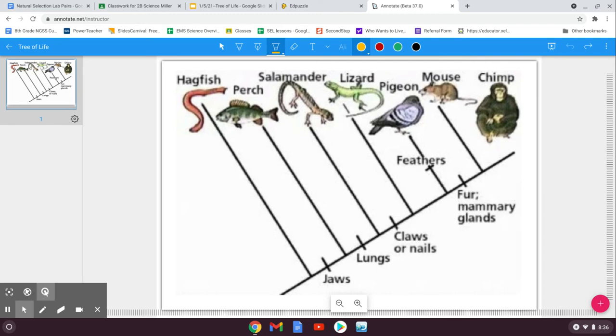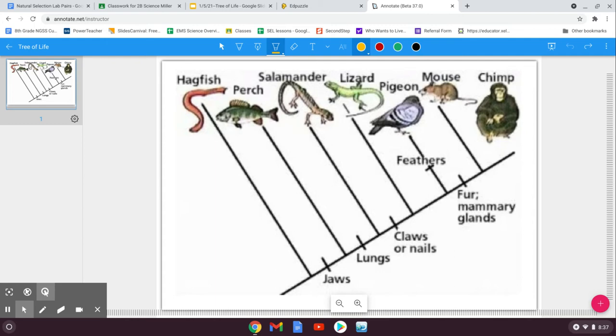Hello. Today we're going to talk about phylogenetic trees, or the tree of life, and how closely related animals are, and how you can tell that by looking at the characteristics that they share. So, when we look at this branch of the tree of life, we're going to be looking at a very simple version with some very simple characteristics that are pretty easy to tell.